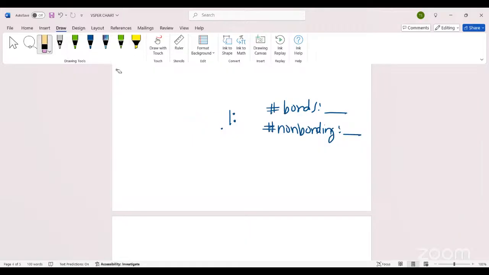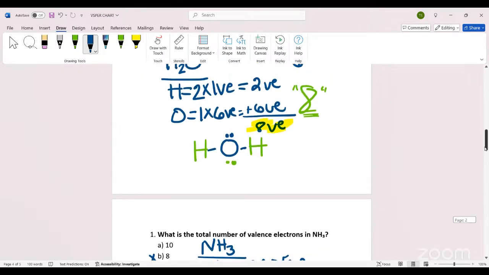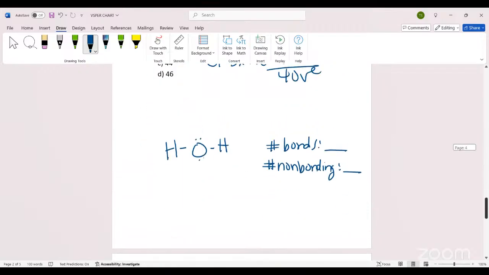Take a look at water. Okay, we did that one earlier, okay? Remember how we said water looked like this? Matter of fact, let me make sure. Did we do that? Yeah, we did that one. This is the one right here that we drew in green and blue. You see that? So I'm going to go down here to the clean version, so you all can see this one right here.